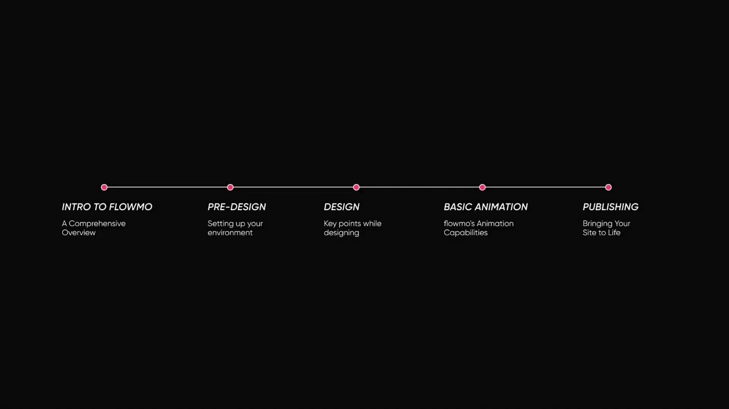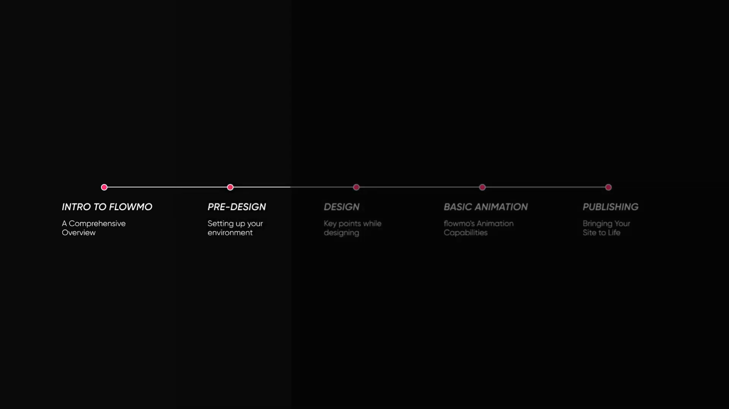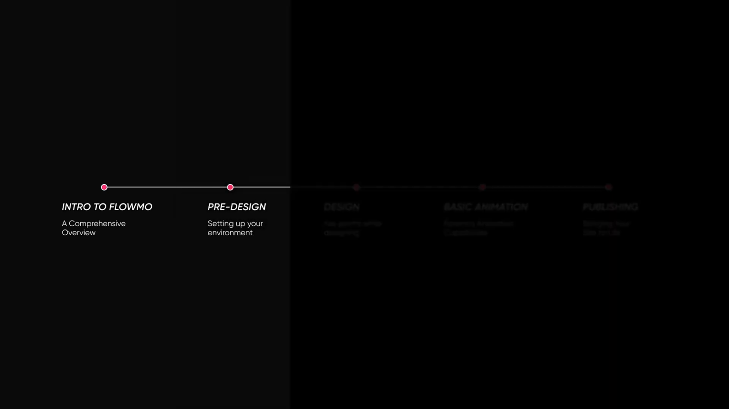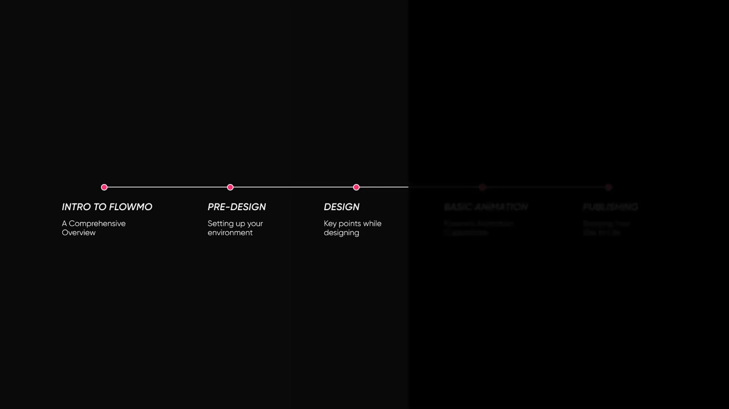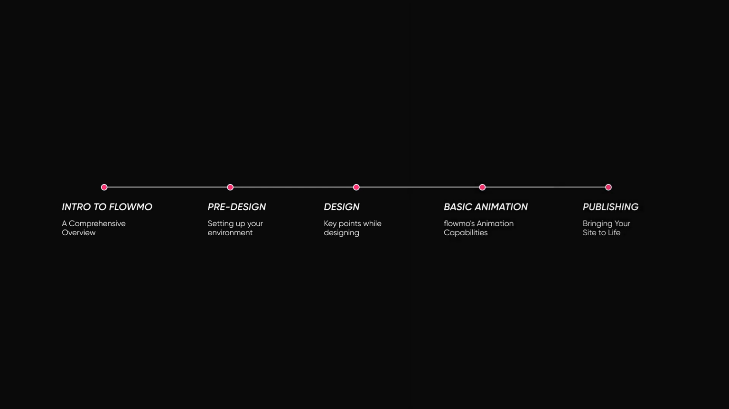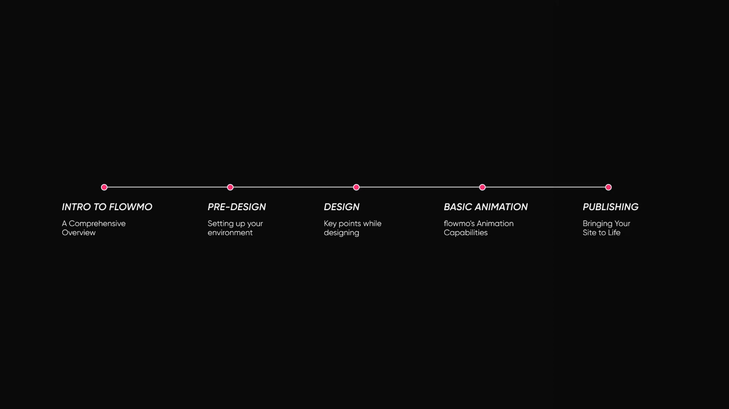In today's video, we've divided the process into 5 simple steps. First is the intro stage, where we showcase the platform and cover the basics. Next, we'll move on to the pre-design preparations, with some important notes to consider. The third stage is all about designing in flowmo, and here's a hint. It's easy. After that, we'll bring our design to life with some simple yet engaging animations. Finally, we'll publish it and go live.